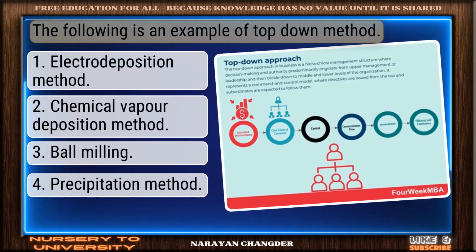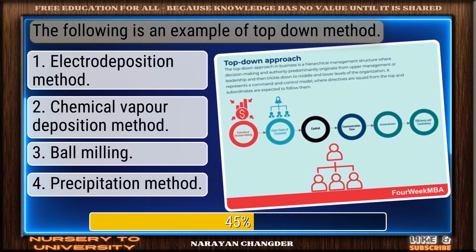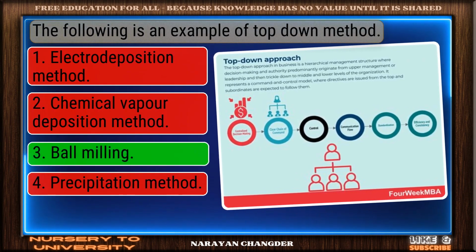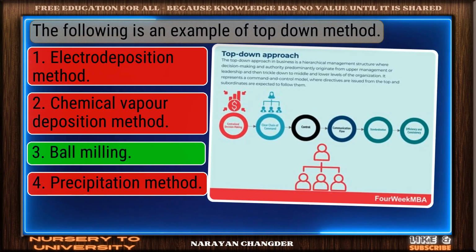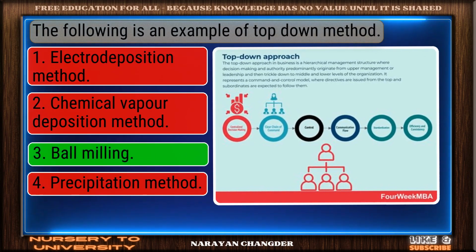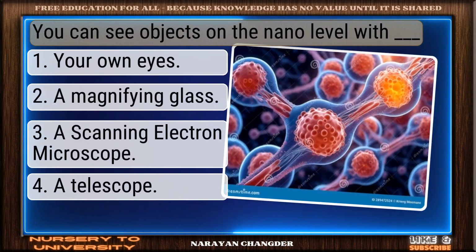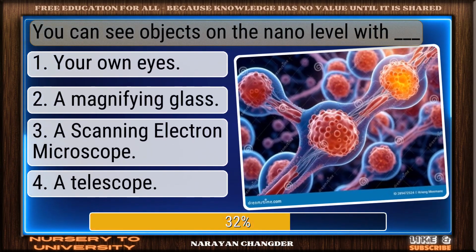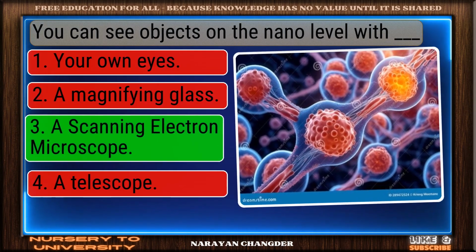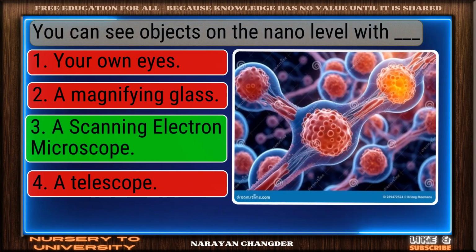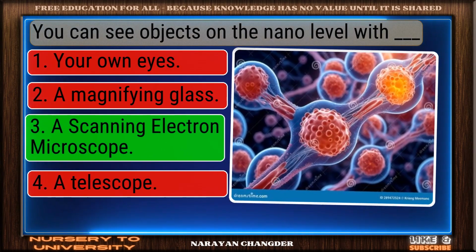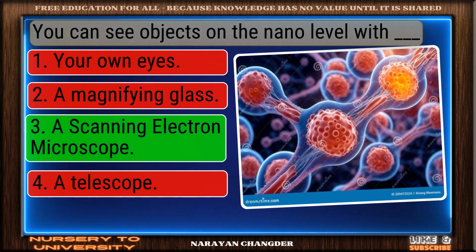The following is an example of top-down method. Nice selection. Ball milling is the correct and valid answer. You can see objects on the nano level with dash. Clear logic. Your choice A, scanning electron microscope, is sound and 100% true.